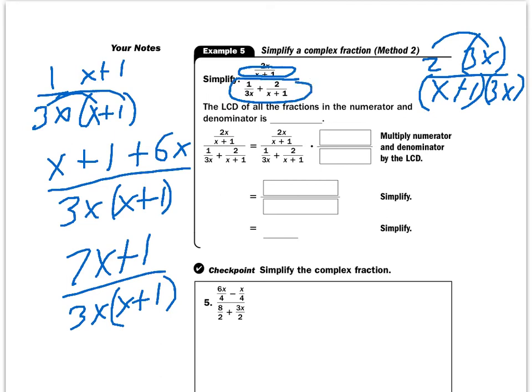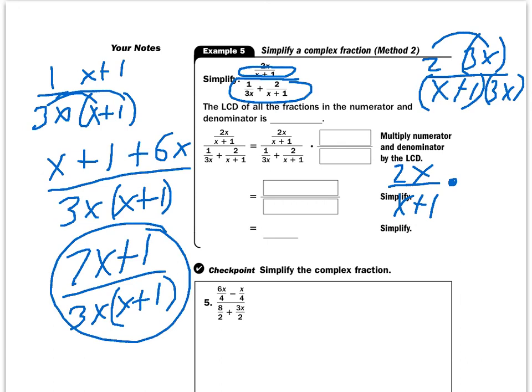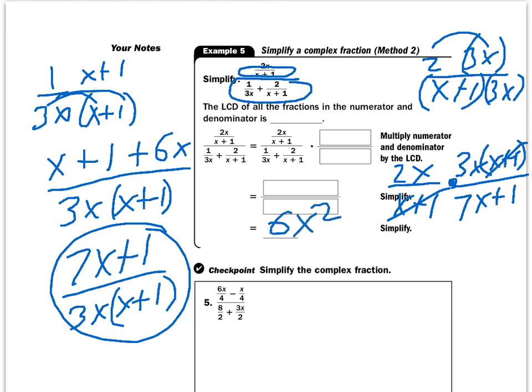well, then it just simply ends up being 2x over x plus 1 that was going to be divided by this thing, but now instead of being divided by it, it's going to be times its reciprocal, 3x times x plus 1, and as I said before, that x plus 1 looks like it's going to eliminate, over 7x plus 1. The x plus 1's go away. 3x times 2x is 6x squared over 7x plus 1. There's a lot of ways to do that. You go ahead and try that next one.